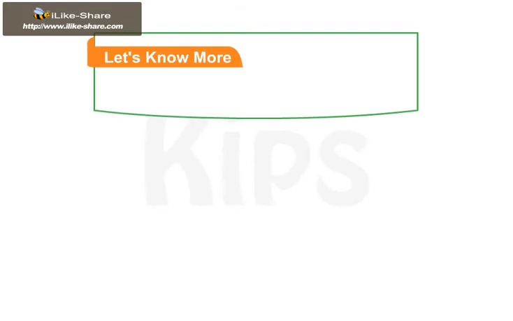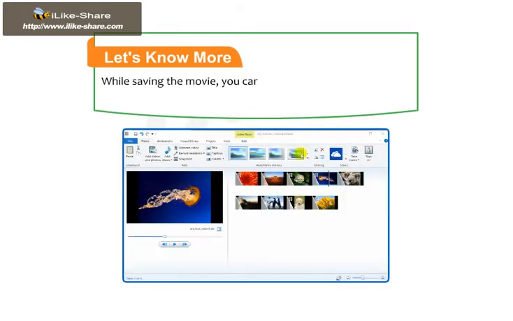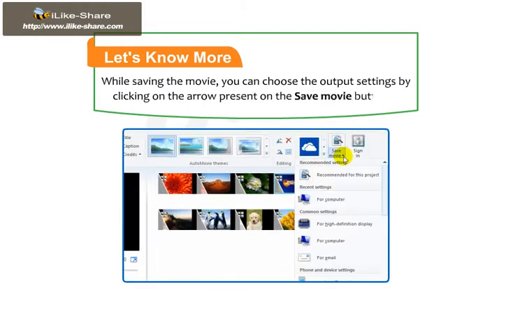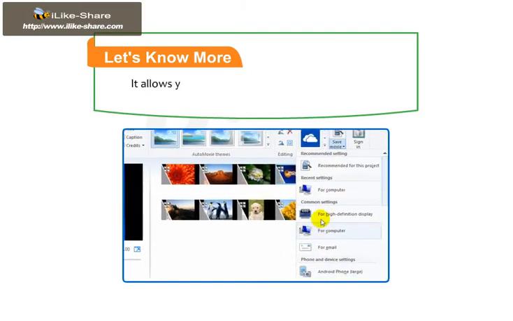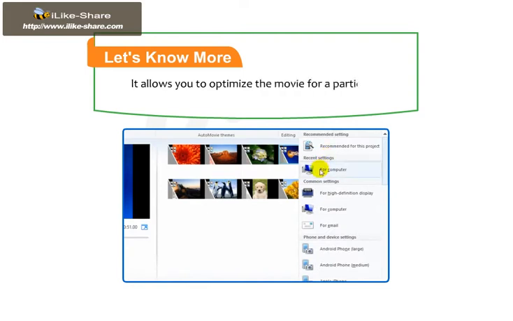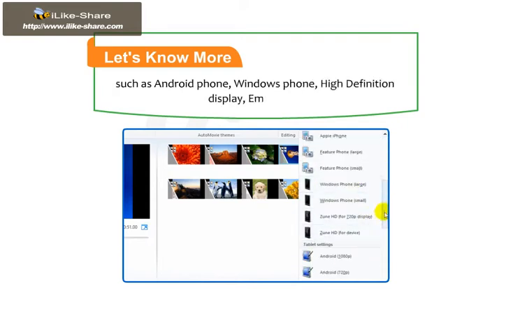Students, let's know more. While saving the movie, you can choose the output settings by clicking on the arrow present on the Save Movie button. It allows you to optimize the movie for a particular set of devices such as Android phone, Windows phone, high definition display, email, etc.